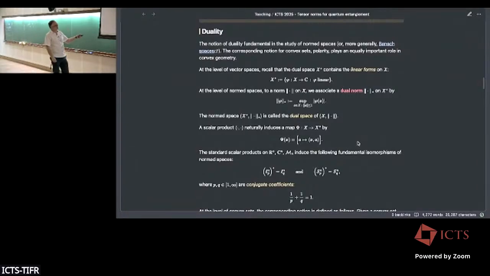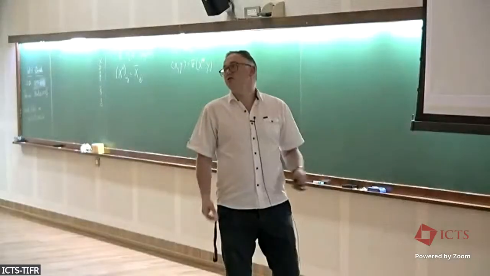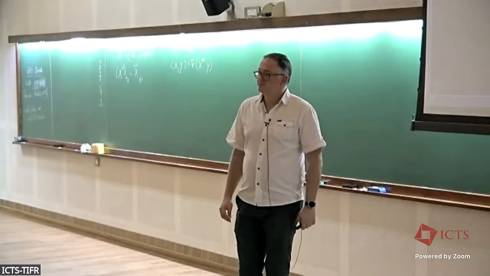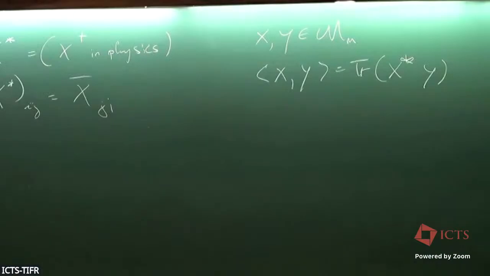It's the natural one. And so with this identification, you can identify the dual of an LP space with the corresponding LQ space, where P and Q are these conjugate coefficients. And it's the same for the Schatten classes. The dual of SP is just SQ, where P and Q are conjugate.